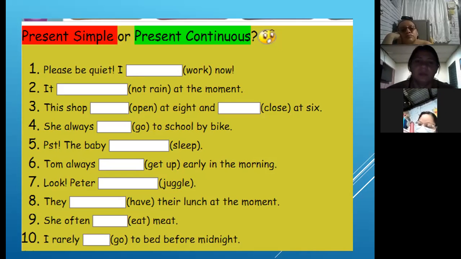The baby sleeps. Oh, no, he's sleeping. Yes, because it's happening in this moment. So, the baby is sleeping. It's something that is happening right now. It's a temporary situation because the baby can wake up as soon as possible.